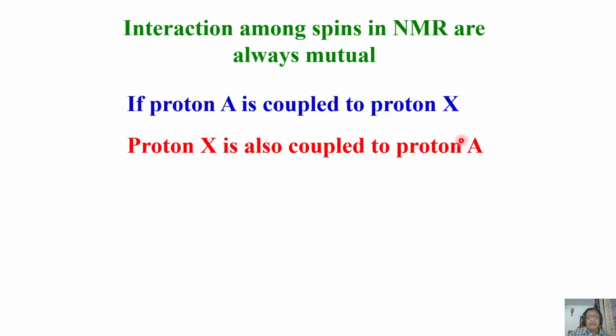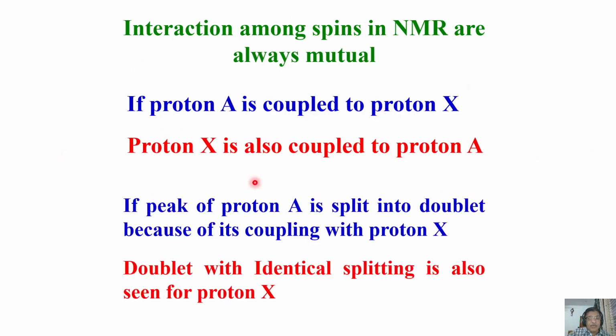Now, one interesting and important piece of information I want to give you. Please remember, interactions among spins in NMR are always mutual. If proton A is coupled to X, proton X is also coupled to A. If proton A is split into a doublet because of its coupling with X, similarly, a doublet of identical splitting is also seen for X because X is also coupled to A. This is one of the important points to remember: interactions among spins in NMR are always mutual.